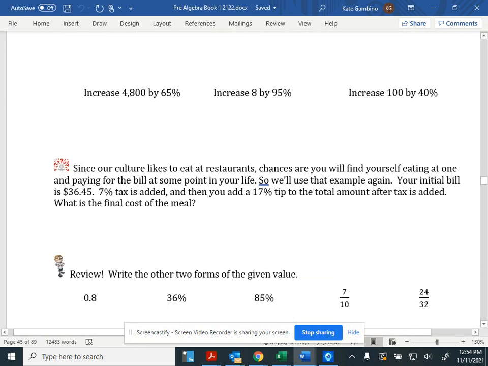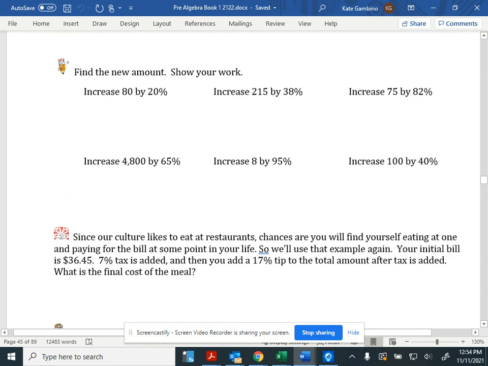Under that, find the new amount and show your work. So you're not just finding the increase, you need to write what the new number is. So go that extra step. Finish up your problem. Make sure you show your work. This is not mental math time. Show your work so we know how you're getting it. So I should not see just answers written on the pages. I should see your work so I know that you're understanding how to do this.